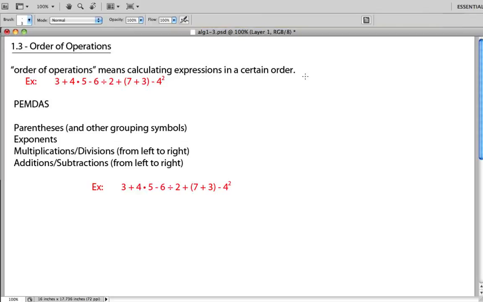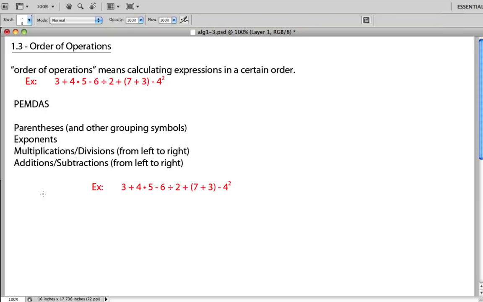This lesson is on the order of operations. The phrase order of operations means calculating expressions in a certain order. So if you were to see an expression like this, in this example, order of operations would help you decide what you should calculate first. Now what's generally used is PEMDAS, which stands for parentheses, exponents, multiplications, divisions, additions, and subtractions.